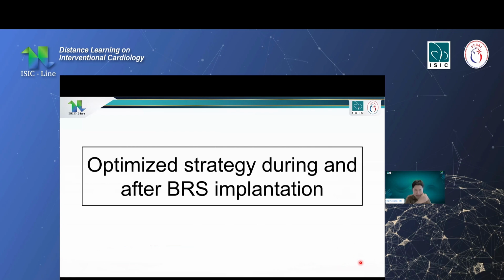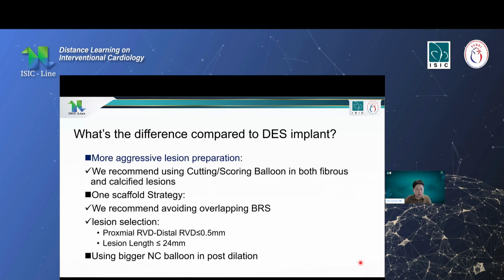And what can we do for optimized strategy during and after BRS implantation? The difference compared to DES implant is distinct. First of all, more aggressive lesion preparation is needed. We recommend using cutting balloon or scoring balloon in both fibrotic and calcified lesions. And even for calcified lesions, we should use some more aggressive preparations, such as rotation or IVL and so on.